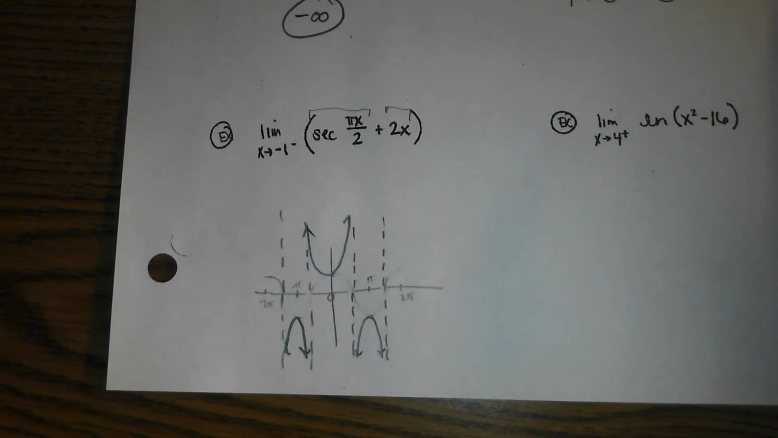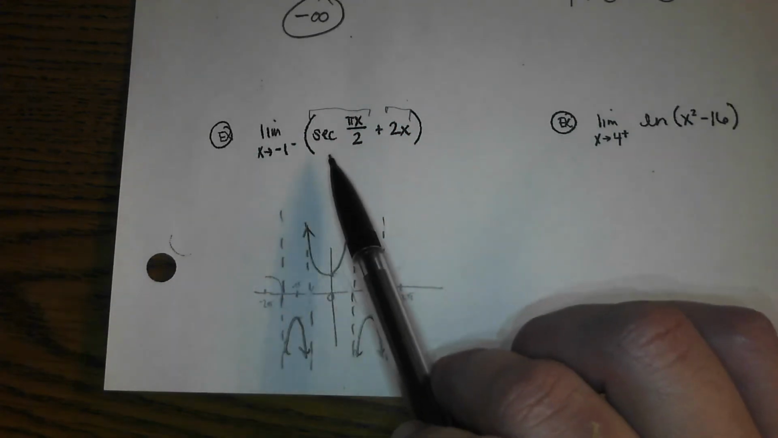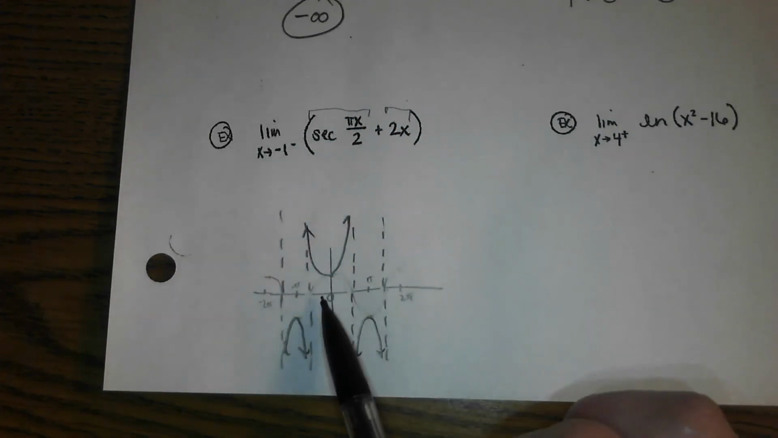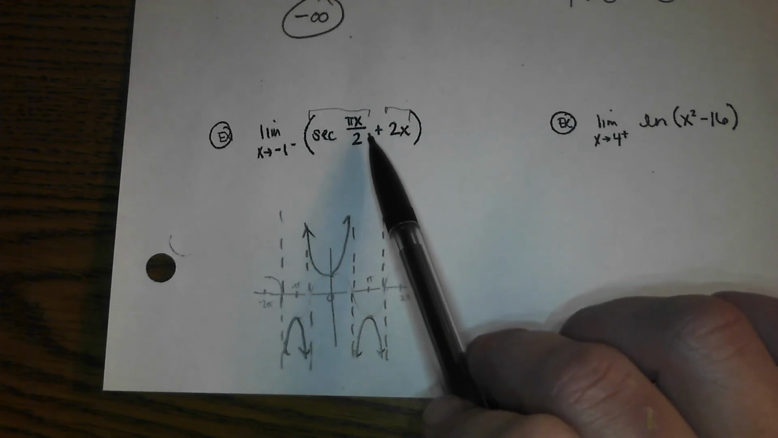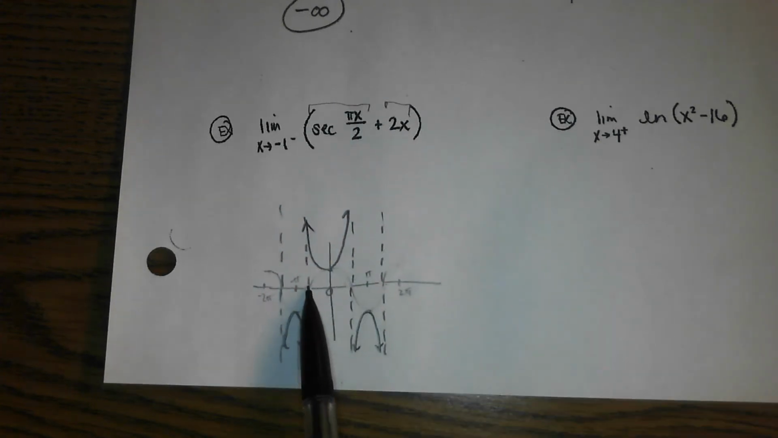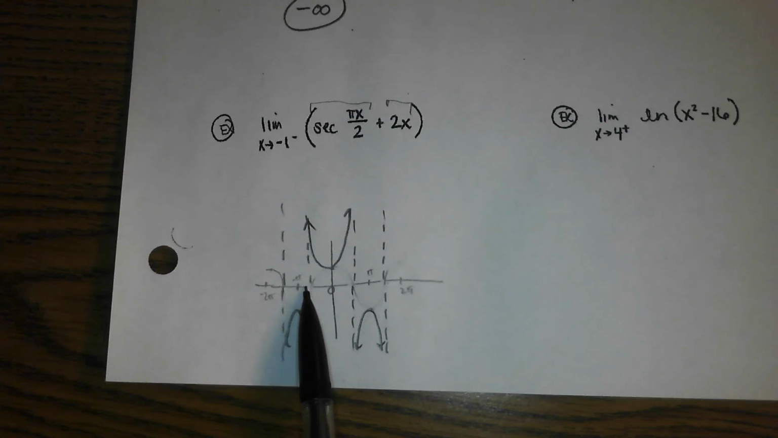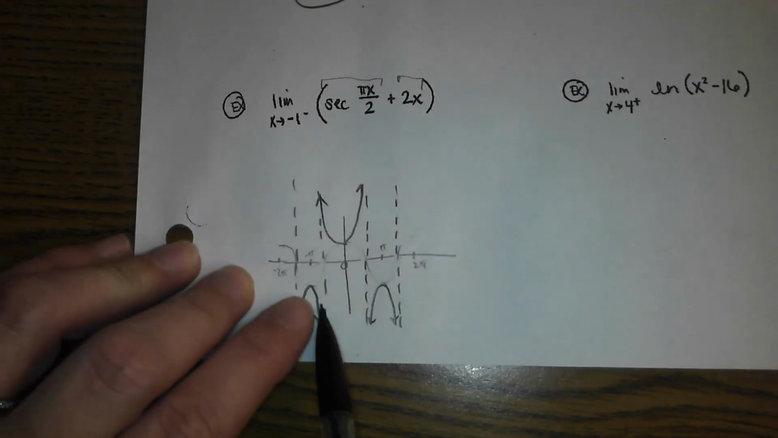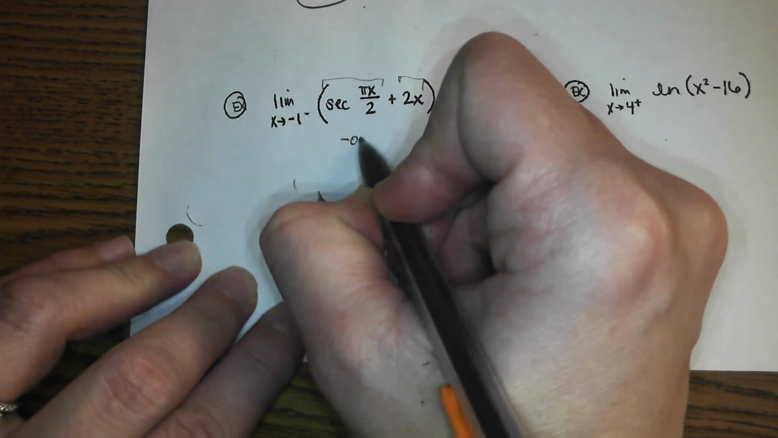and a linear function. If we are approaching -1 from the left on this secant graph, so that would make negative pi over 2, which would be here. We're approaching that from the left. So we have what kind of an answer? Negative infinity? Yes? Negative infinity.